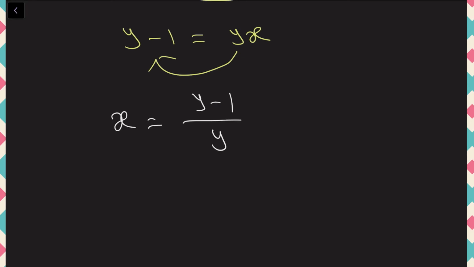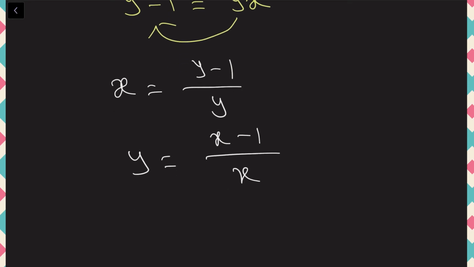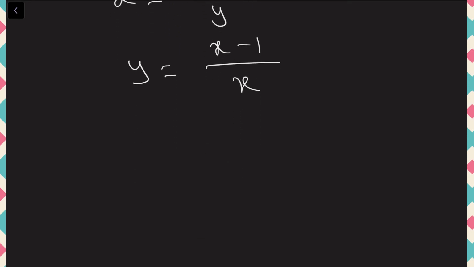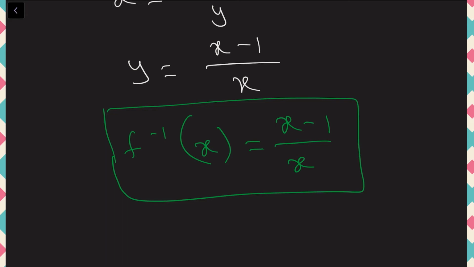Now replace y with x, I mean exchanging the alphabets. y is equals to x minus 1 by x. Now y replace with f inverse. f inverse of x is equals to x minus 1 by x, hence proved. This is only what he is asking to prove in the question. Obviously, we got that answer only. So, hence proved.